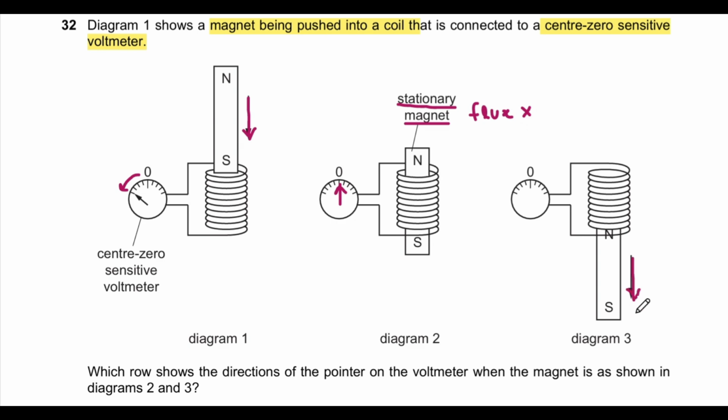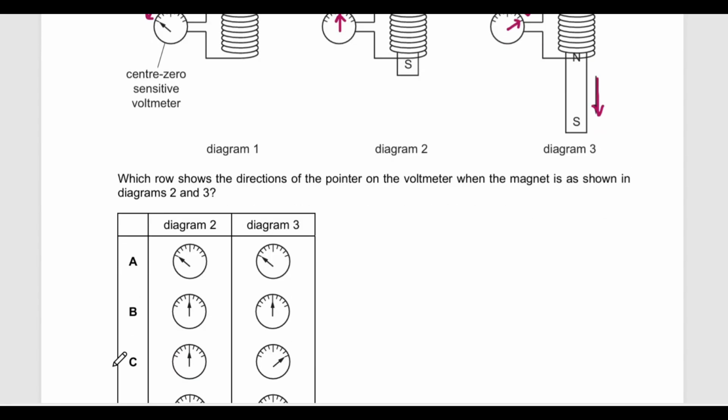In diagram 3, the south pole is moving away from the coil, so it will show the opposite deflection to what it was showing in diagram 1. That means in this direction, opposite to diagram number 1. That means our option C is correct, which is showing the deflection that we have mentioned.